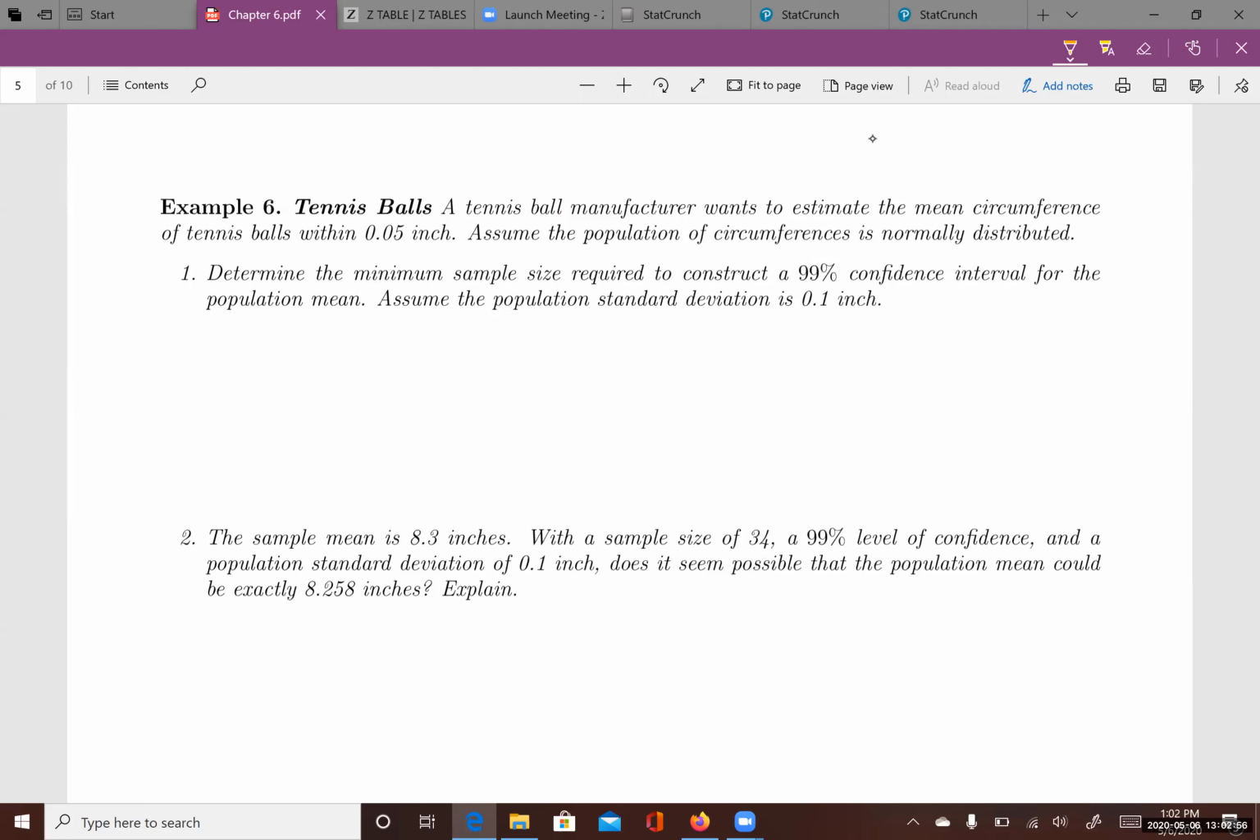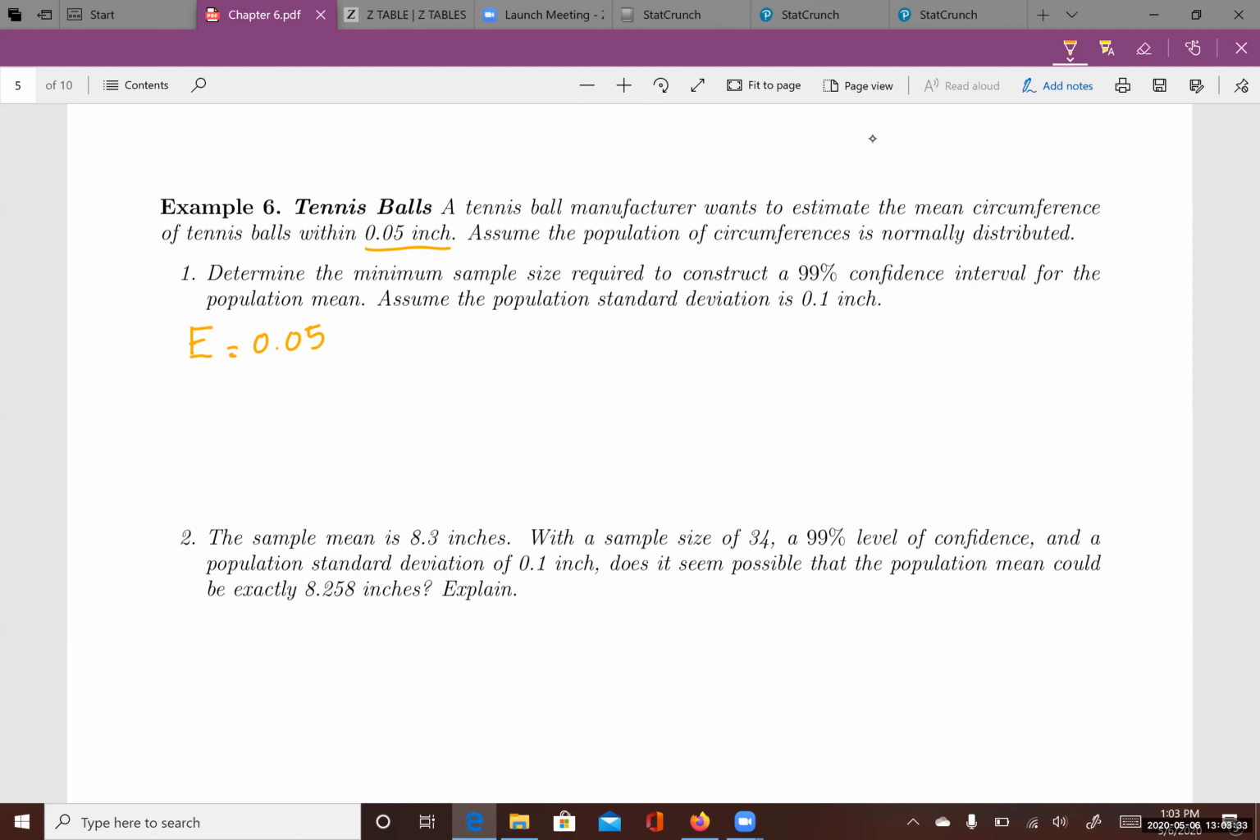Next example, tennis balls. A tennis ball manufacturer wants to estimate the mean circumference of tennis balls within 0.05 inch. Okay, they want to estimate the mean circumference of all the tennis balls to be within 0.05 inch. So if we read this first sentence, we know that the desired margin of error that this company is setting is 0.05.